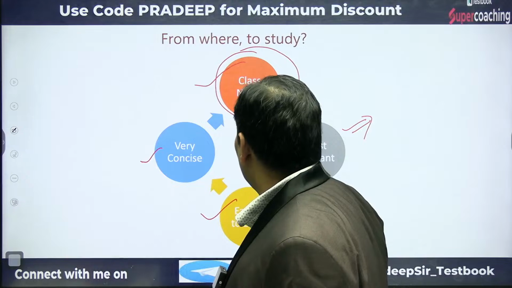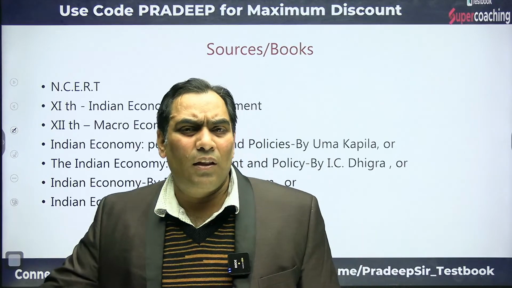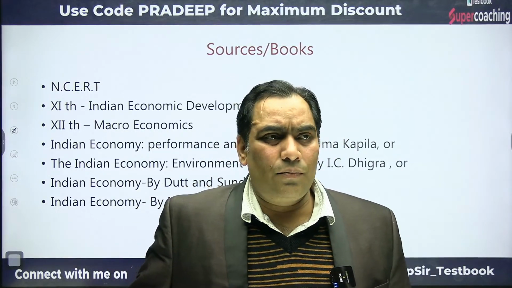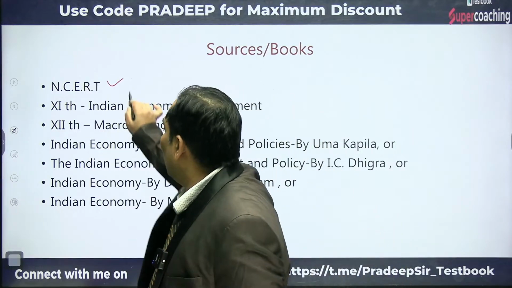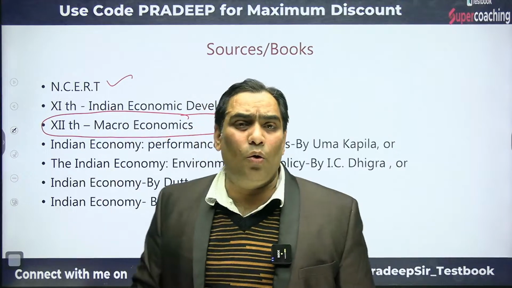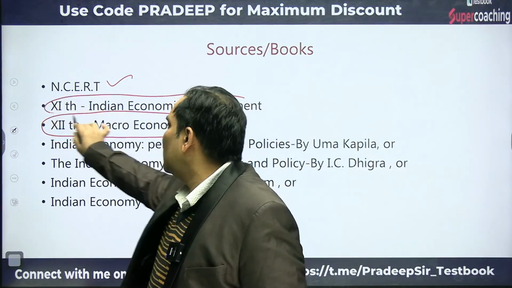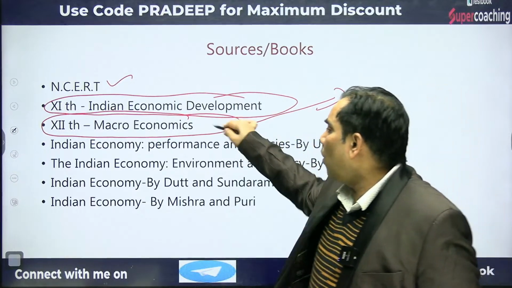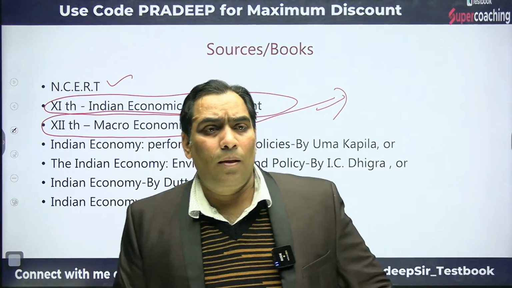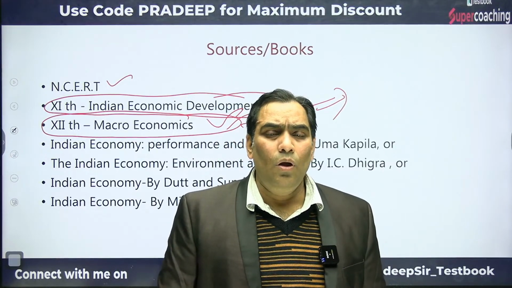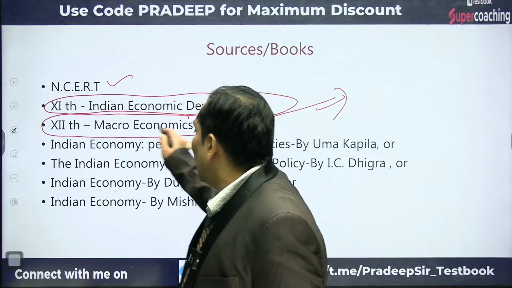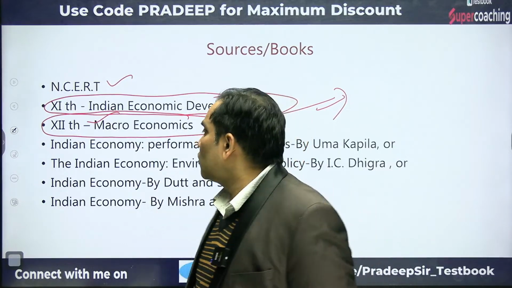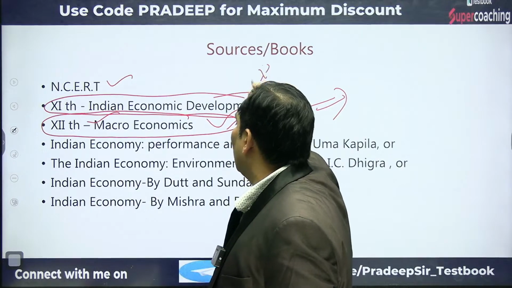So now, when we talk about the sources, if you want to go through self-study, what should the sources be? It should be NCERT, and most importantly the 12th standard NCERT Macroeconomics. In addition to that, the 11th standard NCERT Indian Economic Development. First of all, you should focus on your NCERT. It should be 12th standard Macroeconomics, and also Indian Economic Development, 11th standard NCERT.